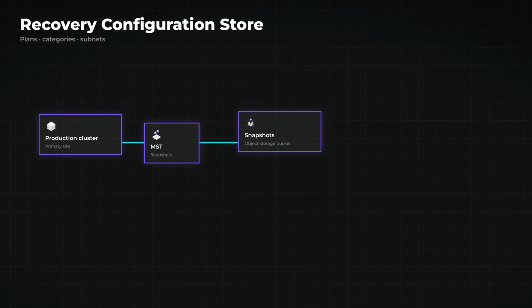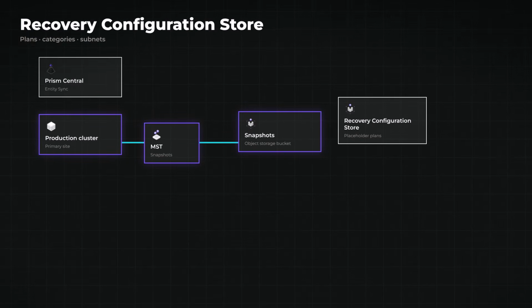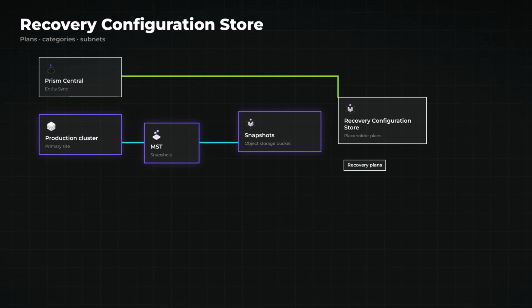Until now, the bucket held only snapshots. In 7.6, it also holds the plan. You build what Nutanix calls a placeholder recovery plan with its recovery location set to selected at failover, and entity sync backs it up to recovery configuration store, along with its categories and its IPAM managed subnets. The plan for rebuilding your environment now lives beside the data it rebuilds from.